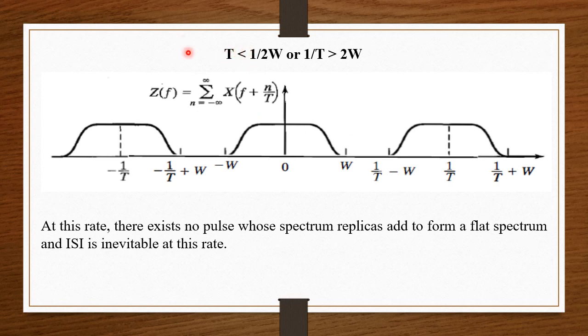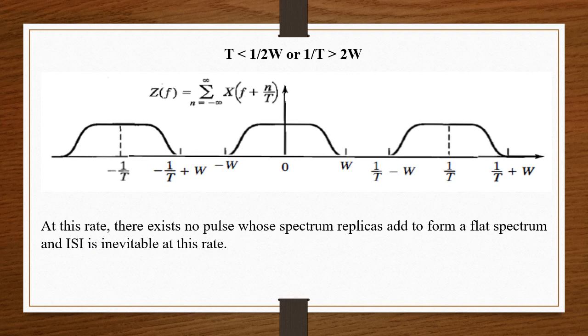Now the first case is T less than 1/2W, or 1/T greater than 2W. So what is happening here? This is the condition we have set, and this is the bandwidth. At this rate there exists no pulse whose spectrum replicas add to form a flat spectrum, and ISI is inevitable. ISI is inevitable at this rate. You can see it here.